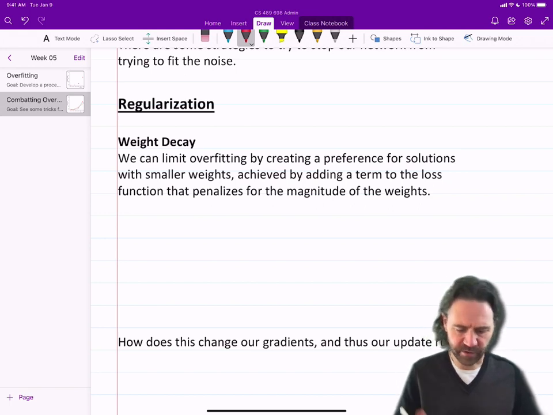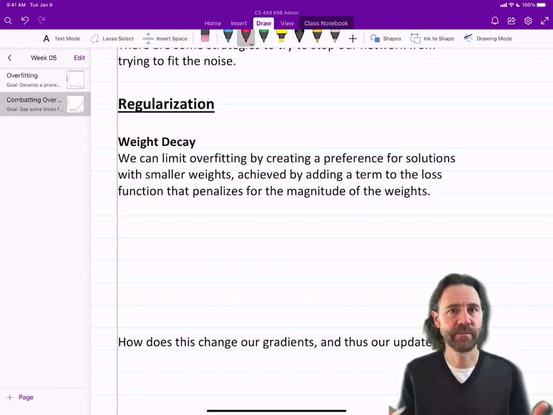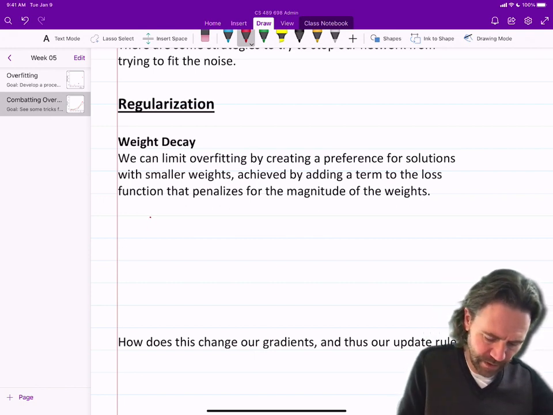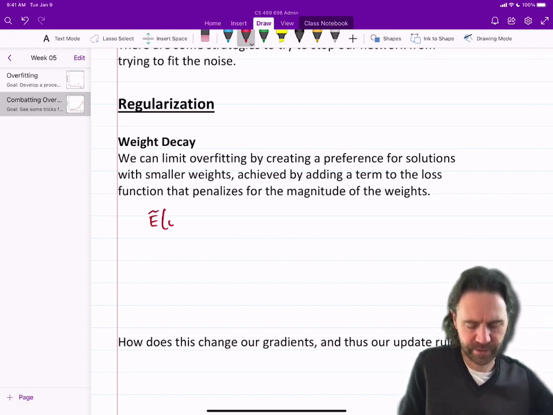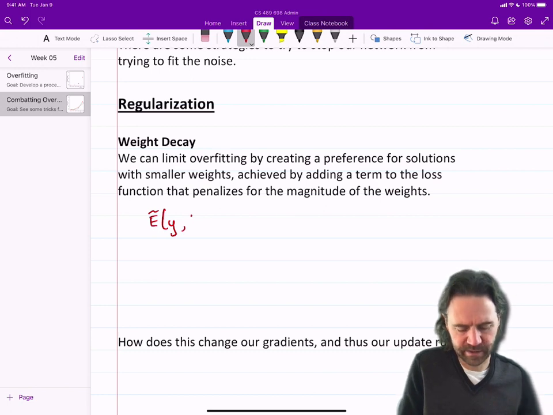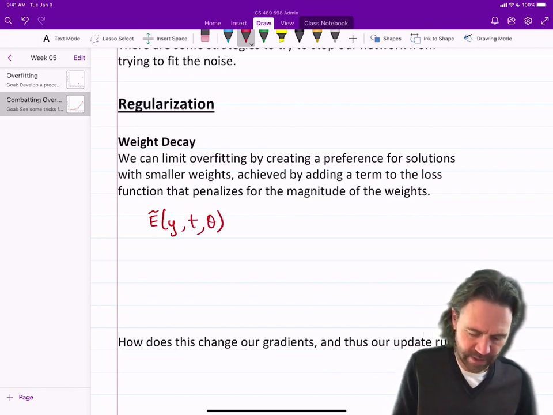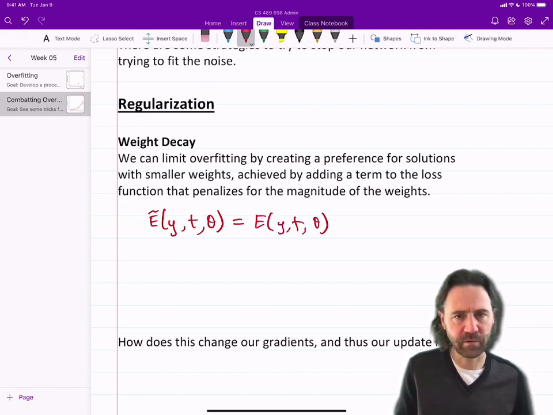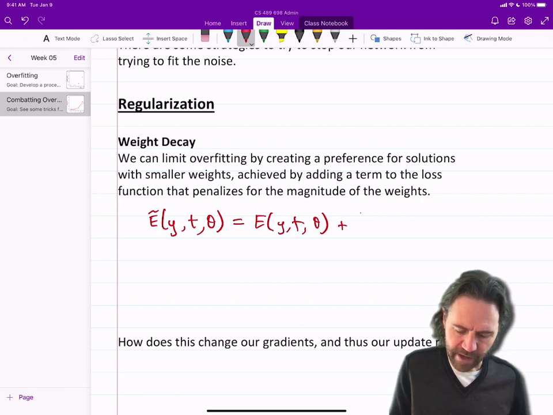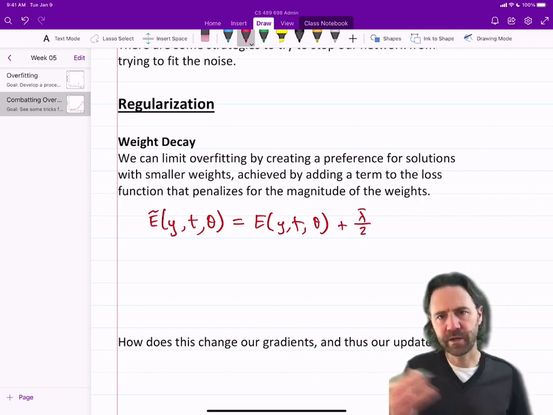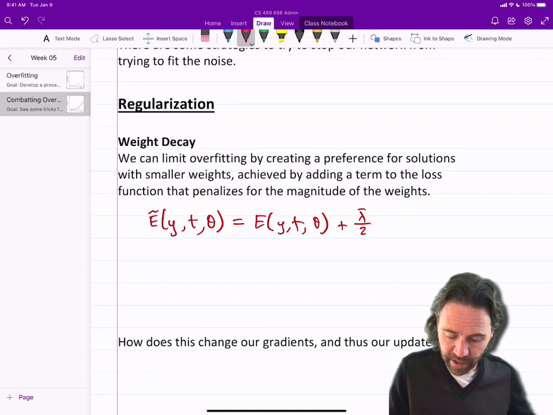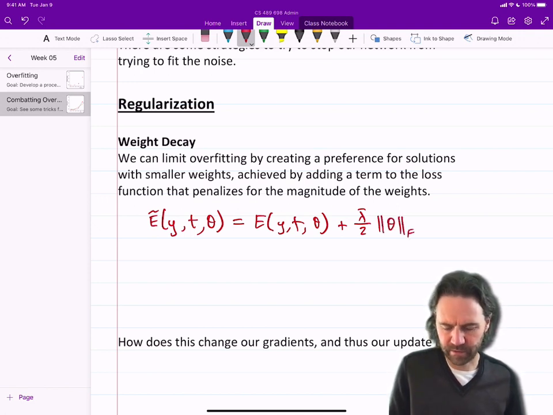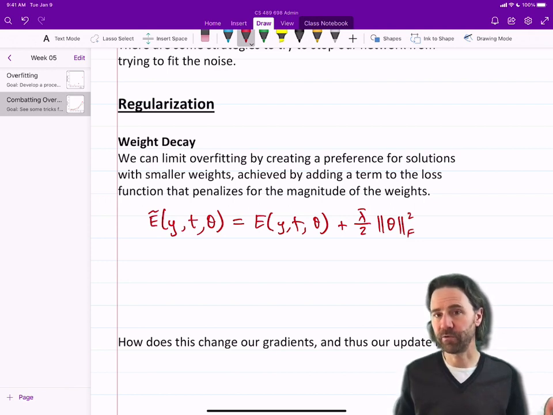So let's say our loss function before was E. Now we're going to create a different one, E tilde, and it's going to take the Y as input as well as the target and the model parameters. Now it's going to be the old loss, or the old cost function, but we're going to add to it lambda bar over 2 times what we call the square of the Frobenius norm.